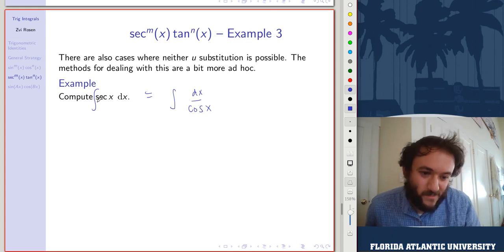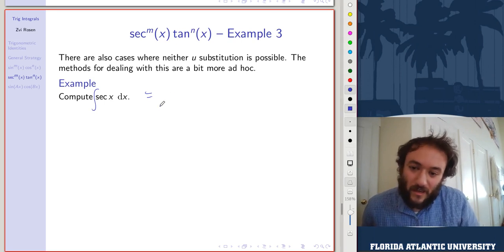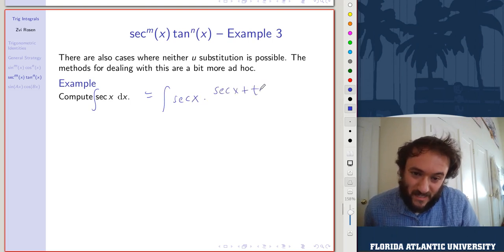Oh, you know what? I thought I was going to give you a different integral. Let's do this one. This one is actually much more complicated. So if we multiply both top and bottom here by secant x plus tangent x.